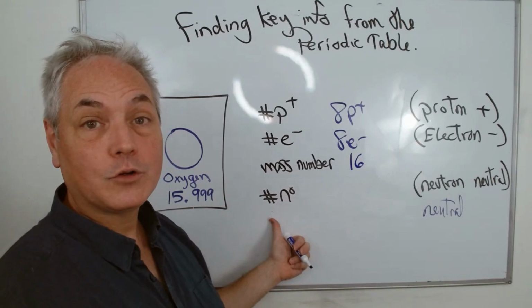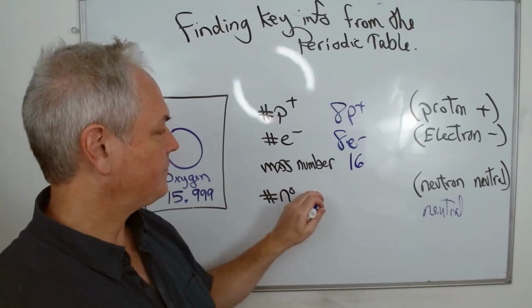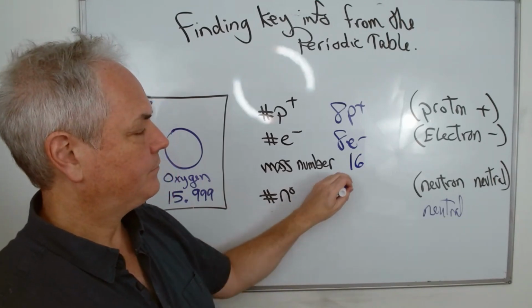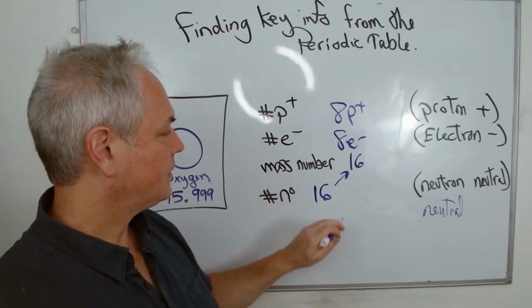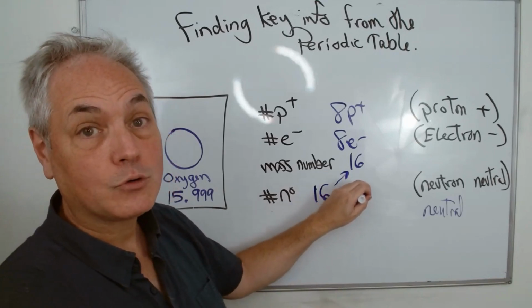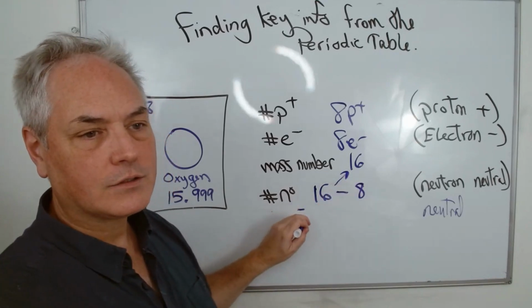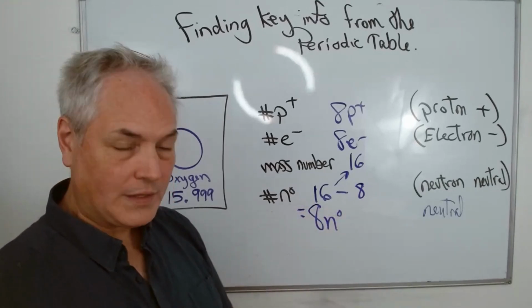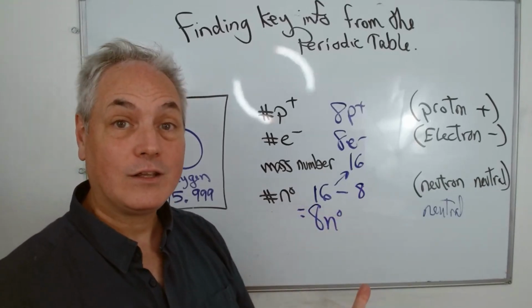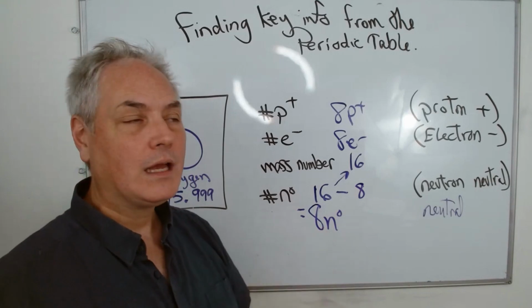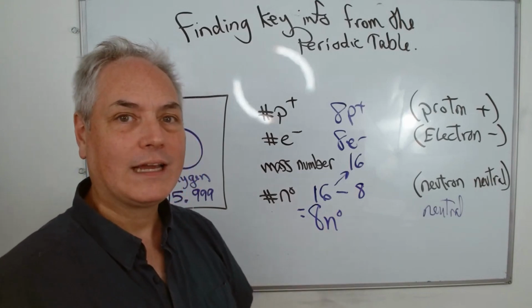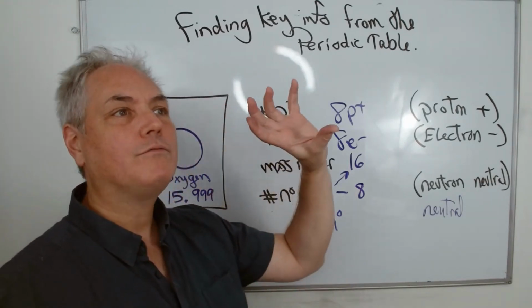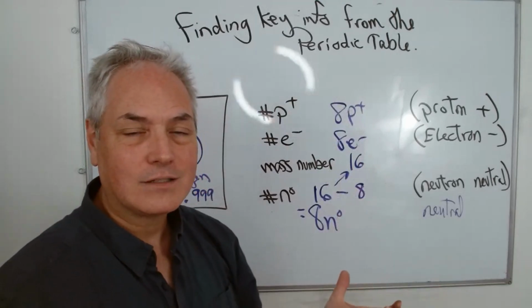How do I find the number of neutrons in the nucleus? I'm going to look at the mass number. I'm going to take away how many protons I have. So that means that here I have 8 neutrons. And that's important because in the next video, I'm going to be working with how to create Bohr-Rutherford diagrams to have a good visualization of how an atom is structured.